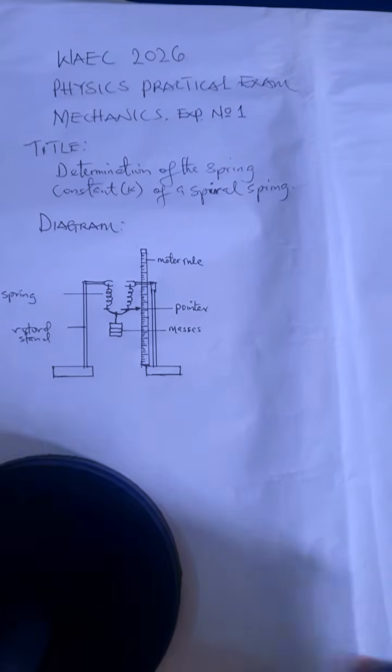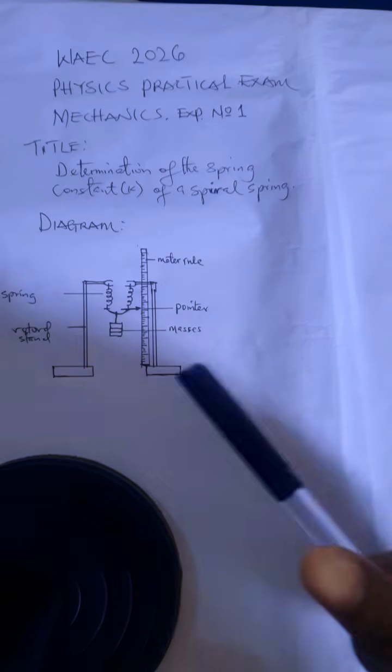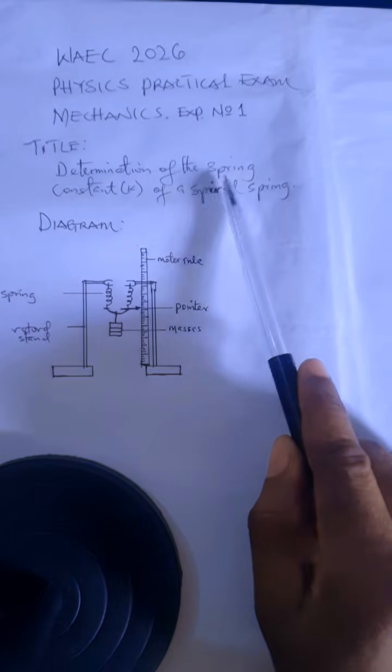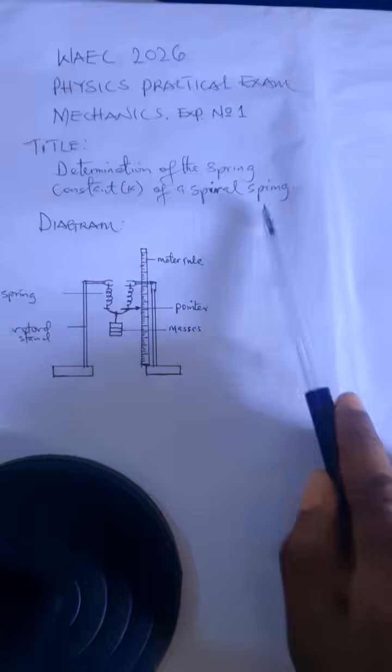Hello students. So now that we are aware of the practical number 1, which has this setup as we can see, and most of us have seen a lot of videos on the social media space about how the experiment is to be conducted. The question is, what are we going to be determining in this experiment? So here I have a title for us: determination of the spring constant of a spiral spring.